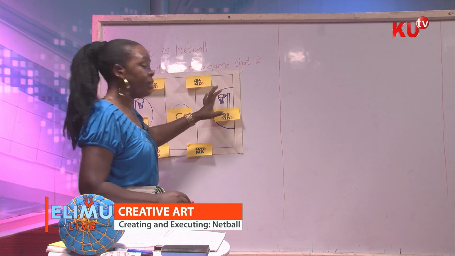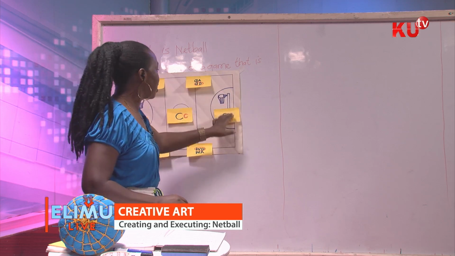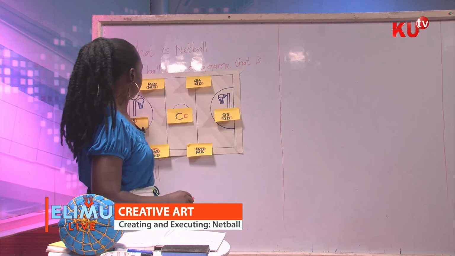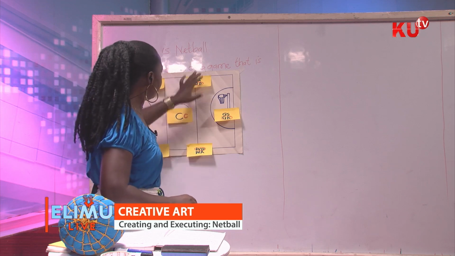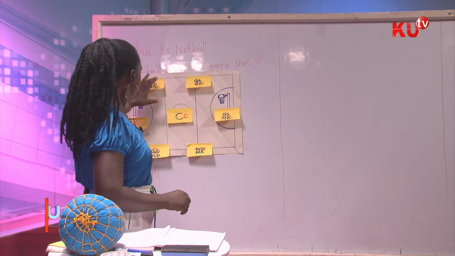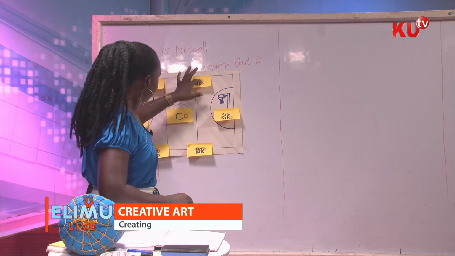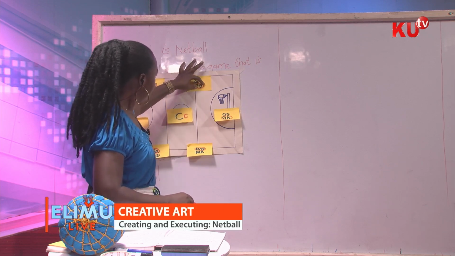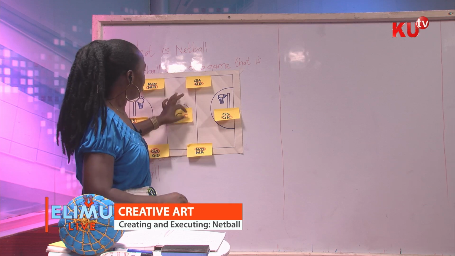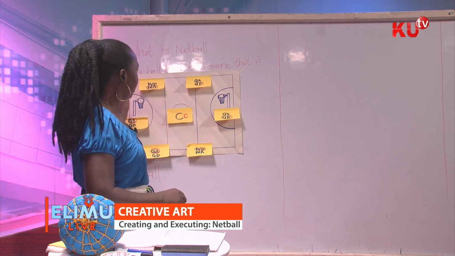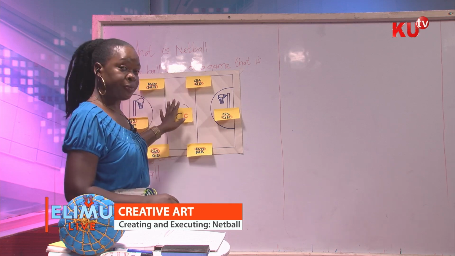And in case there's any rebounding ball, the goalkeeper will make sure that she passes it back to anybody who is ready here or at the center, the goal defender, the wing defender, or back to the center, and then the ball will be passed towards their goal.